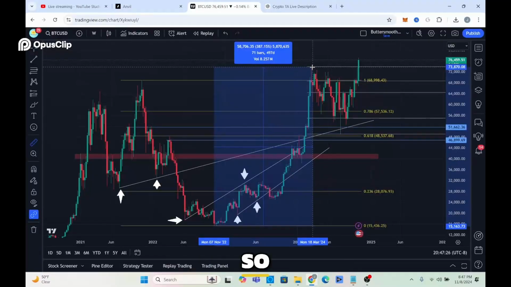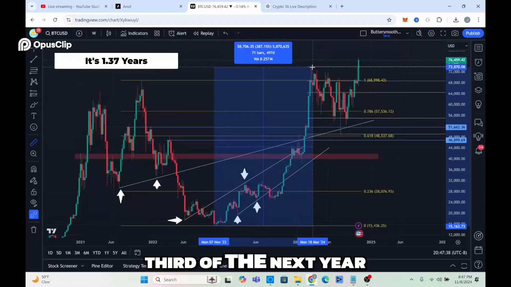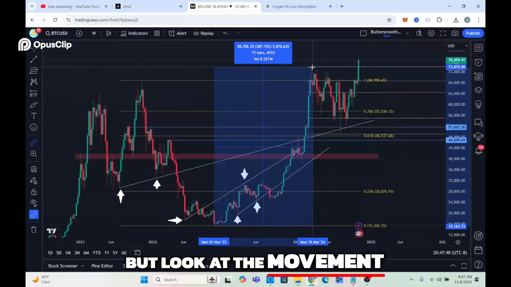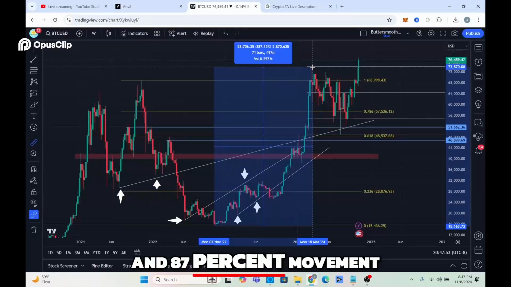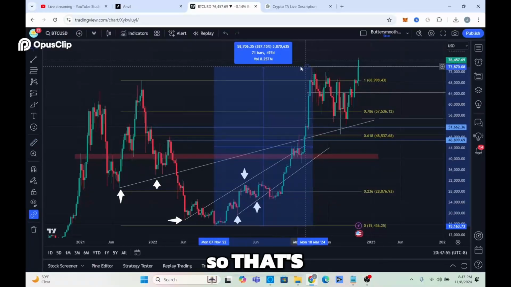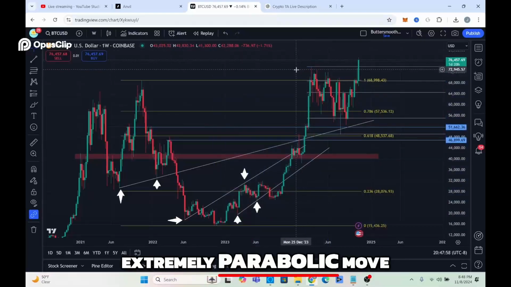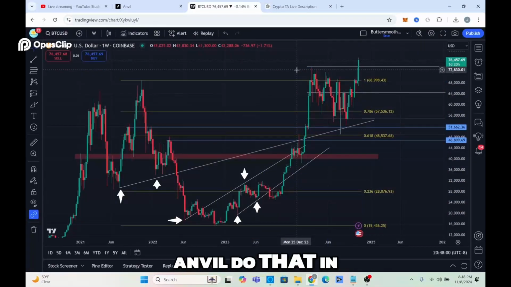Okay. So on average, there's 4 weeks in a month, so 71 divided by 4, I can't do that math off the top of my head, but that's a long time. I want to say like a year and a third of the next year, right? A year and a half, not a year and a half yet, but I can't agree with your math, but it possibly could be. But look at the movement. That was in 71 weeks, that was a 387% movement. Gotcha. So that's an extremely parabolic move, even though we see ANVIL do that in a week.